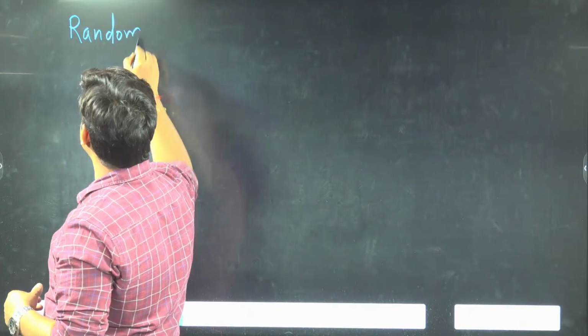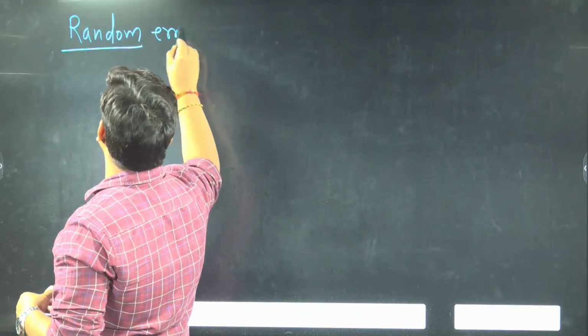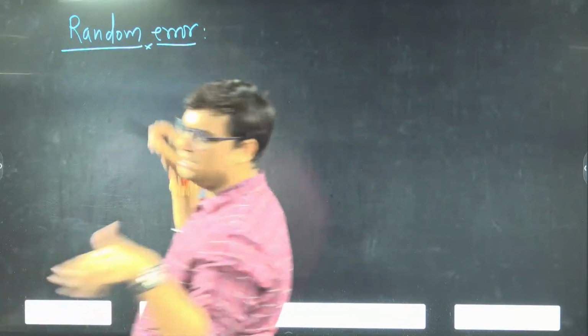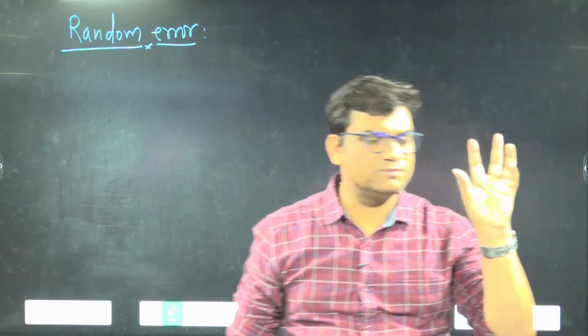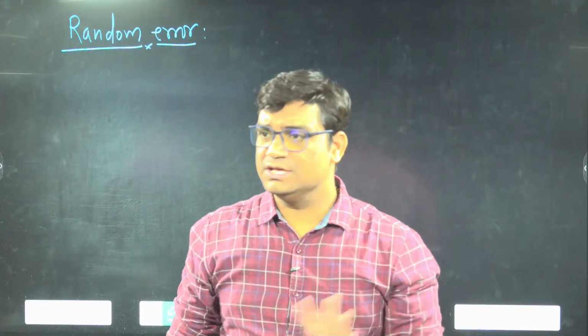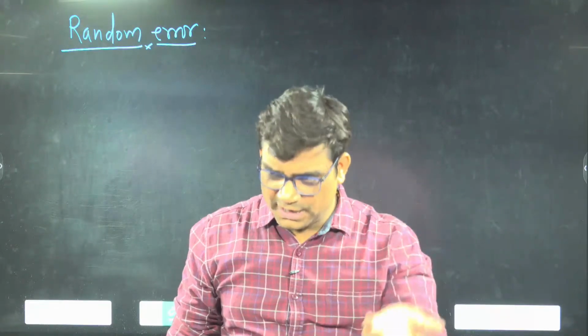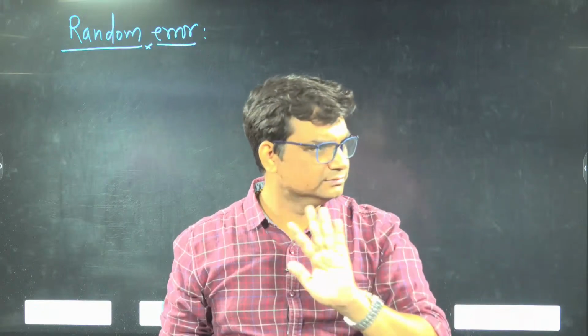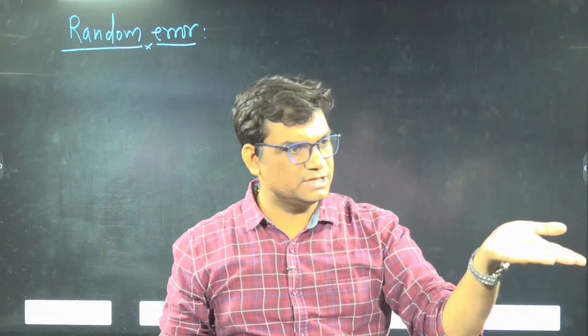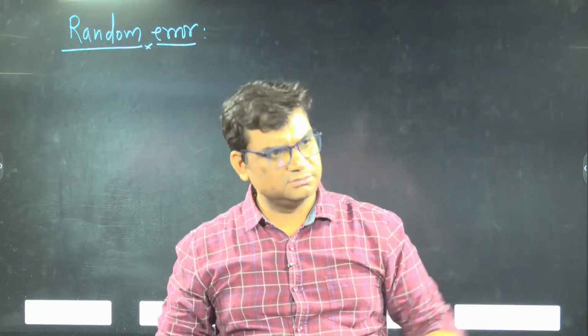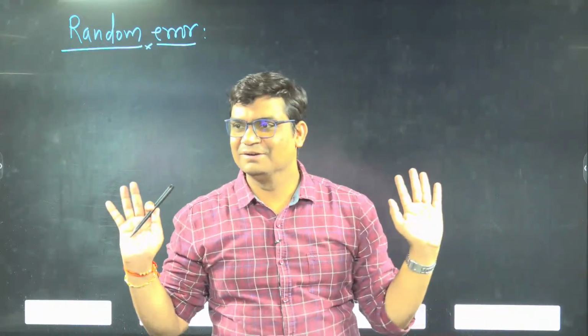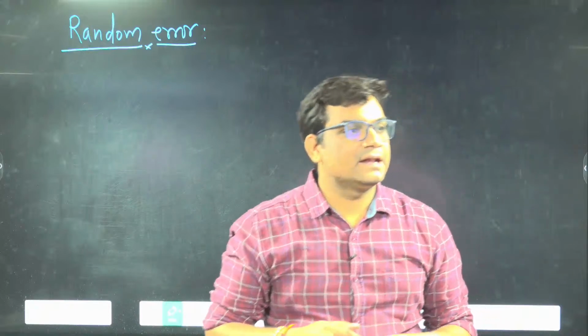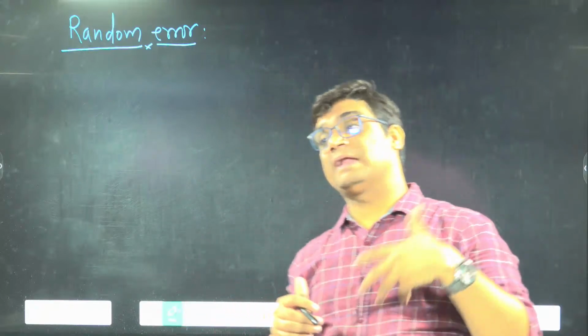If instrumental error is there, then you can change the instrument, get a new instrument, and the instrumental error is over. If human error is there, you can replace that human, and the human error is over. Random error is basically because of some random reasons.